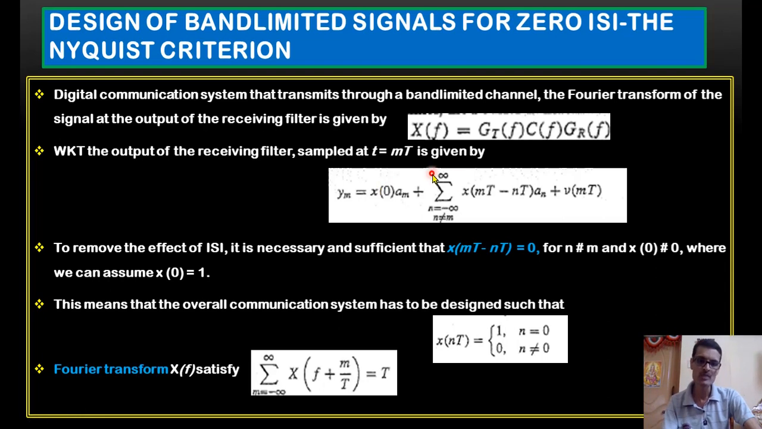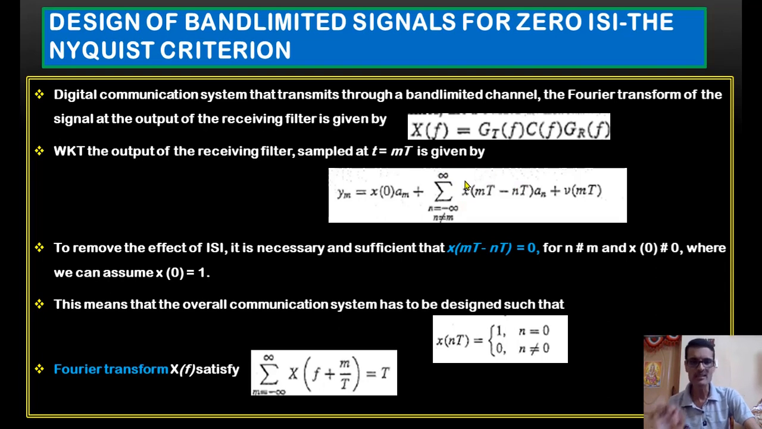But what is happening here? This term is also going to be added with the actual symbol transmitted. What is this? This is nothing but the ISI, that I explained in my last video, inter-symbol interference. Now I want to avoid this ISI. I want zero ISI. That's what my title says: design of a band limited signal, the shape of that particular signal, what it should be, to get zero ISI. How to eliminate this particular term.